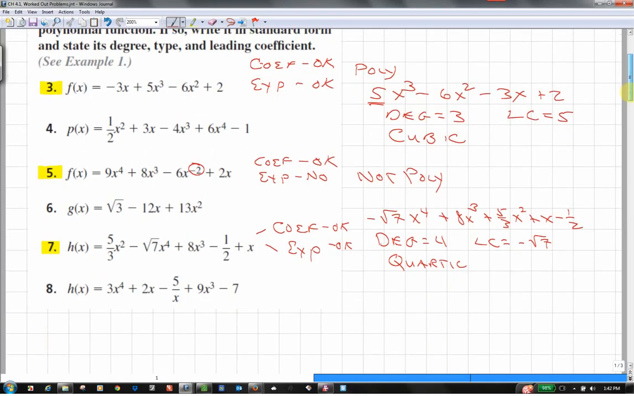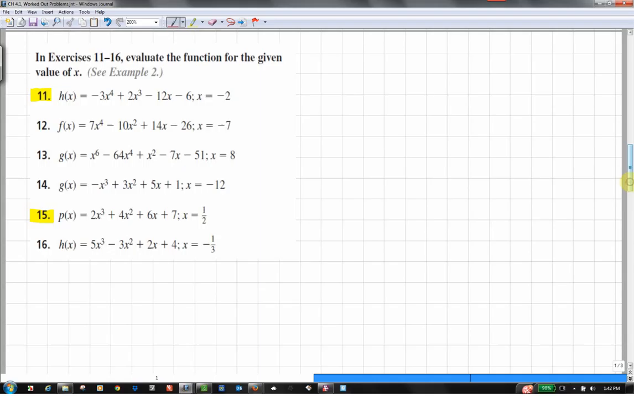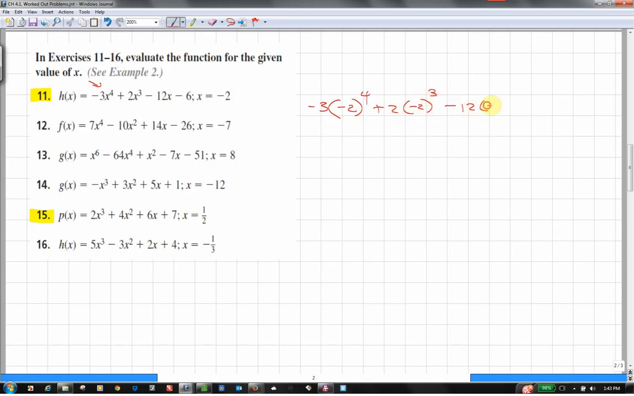Going to the next group of problems that we had, these are evaluate, so all I have to do is put the number that it's saying is x into the equation. So I have x is a -2, so I'm going to substitute that in for all the x's in this equation. So I have a -3 times a -2 to the 4th plus 2 times a -2 cubed minus 12 times a -2 minus 6.